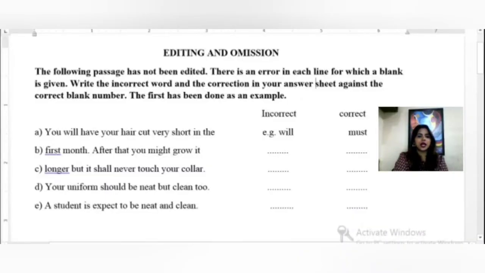Now we will try and understand editing and omission through one example. This is the way the question comes in the final grade 10 board English paper. The following passage has not been edited. There is an error in each line for which a blank is given. Write the incorrect word and the correction in your answer sheet against the correct blank number. The first has been done as an example.